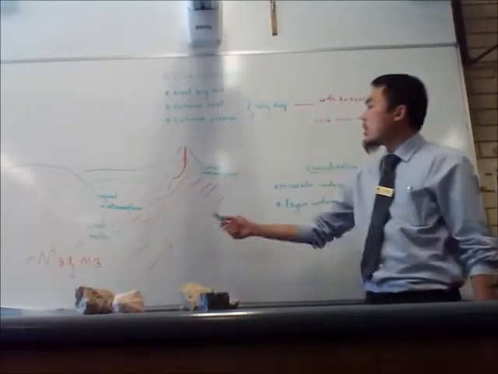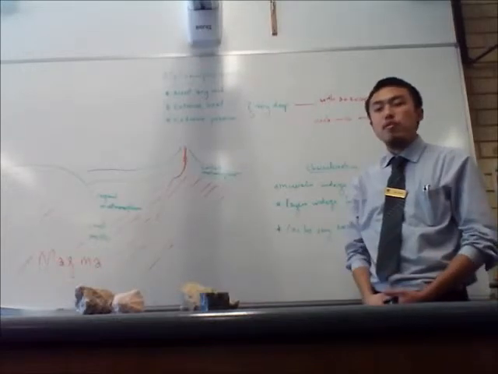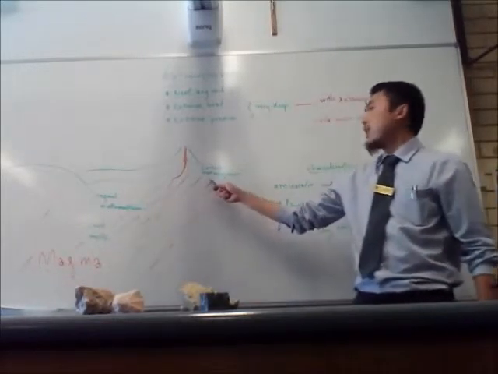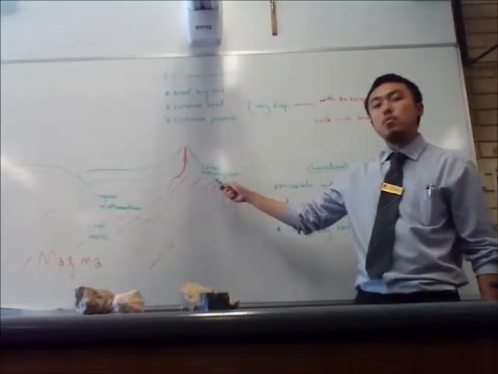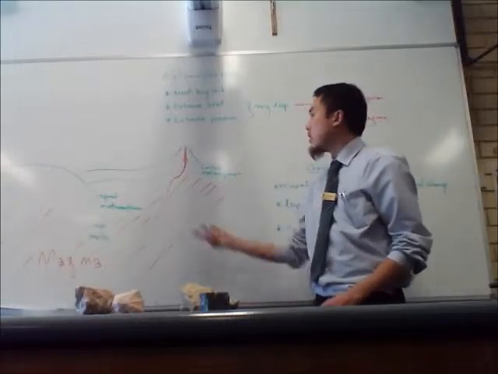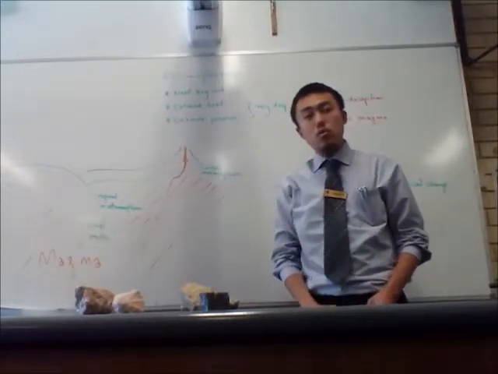So there are two kinds of methods of producing metamorphic rocks: regional metamorphism and contact metamorphism. One is moving the rocks to the magma, and the other one is moving the magma to the rocks.